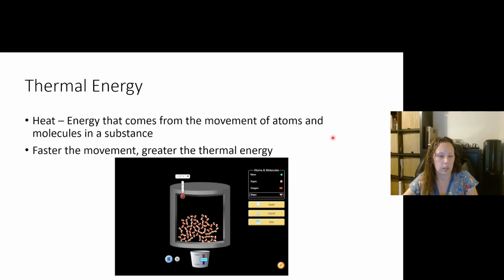Thermal energy has to do with heat. So heat is the energy that comes from the movement of atoms and molecules in a substance. And the faster that movement, the greater the thermal energy.